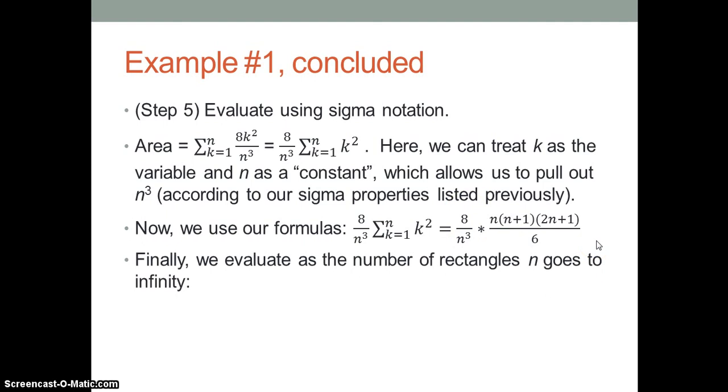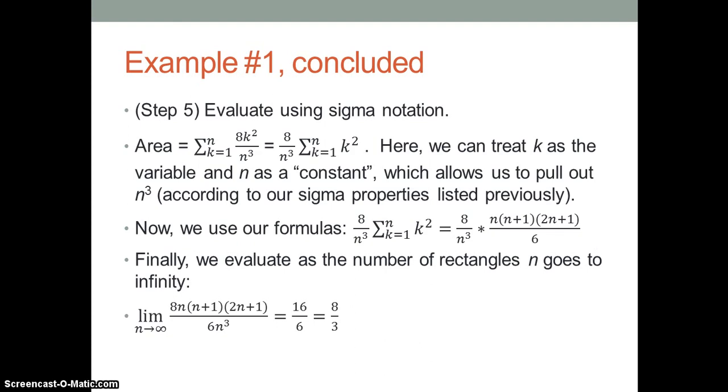So the final kicker on this, the whole point of what we're doing, is we've got all these rectangles. We could say n is any number that we want. n is 100, n is 1,000, n is 10,000, and so on. But what happens if we evaluate as the number of rectangles n goes to infinity?